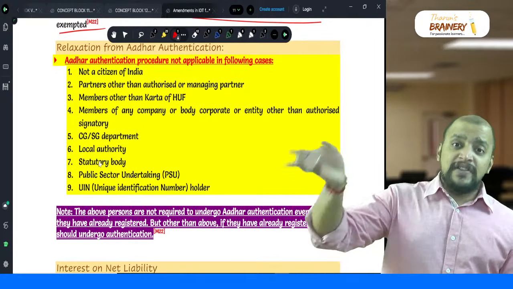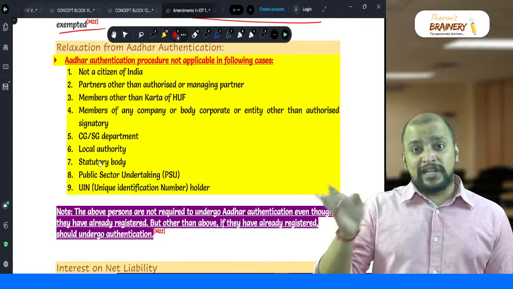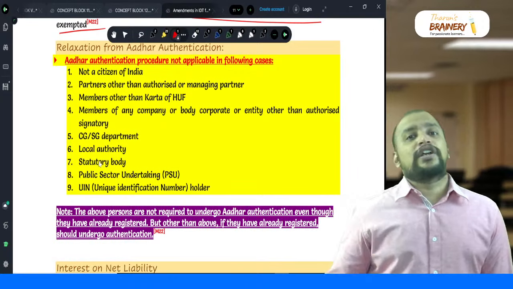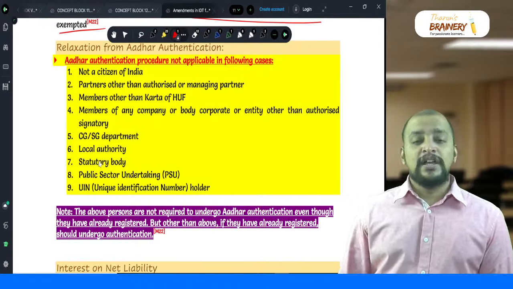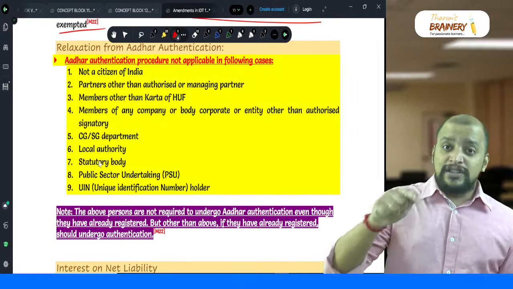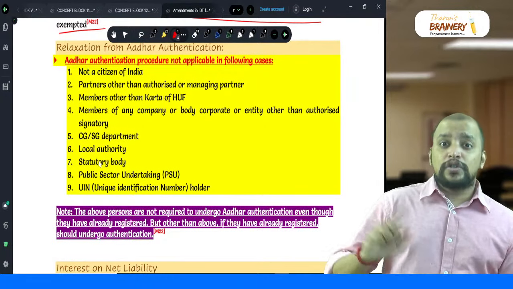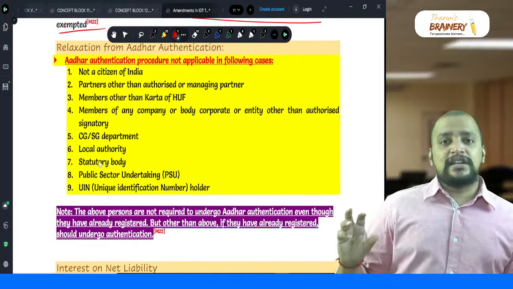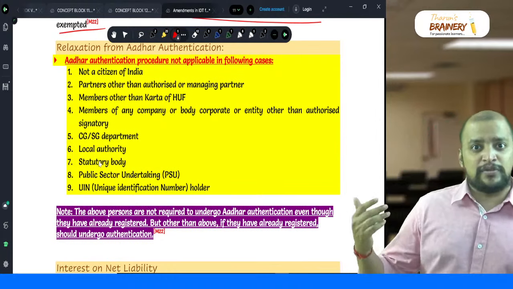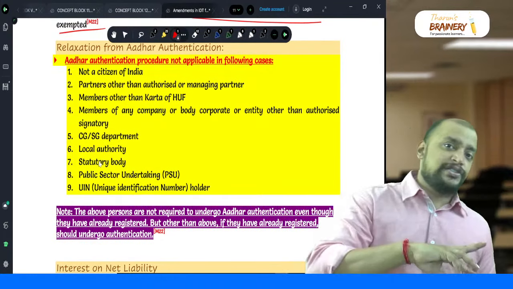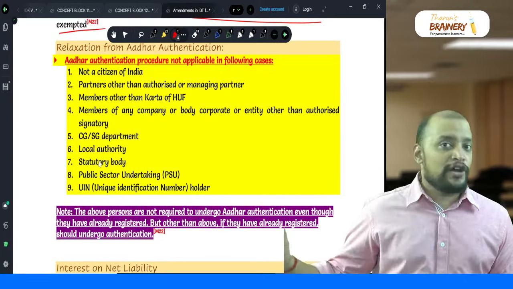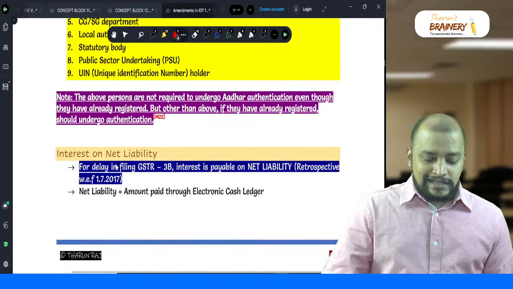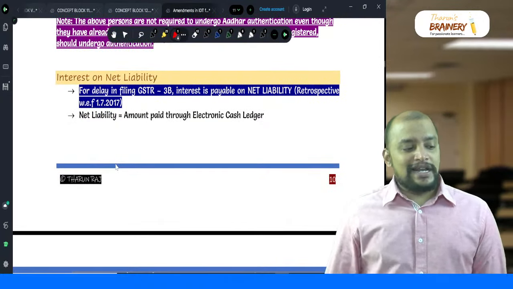And in the same way, every registered person before the date of enactment of this authentication requirement is also required to undergo authentication at a later point of time. They are already registered. So should these people who are already registered undergo authentication? No. They have given a clarification stating that if a person is not required to undergo authentication at the time of registration, even if they have already registered, the same point is applicable. They are not required to undergo authentication. That is this point.